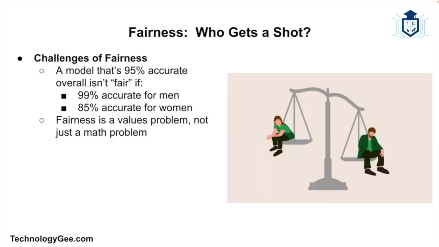Let's say that you create an AI model that's 95% accurate overall. And all of that sounds great. But what if it's 99% accurate for men and 85% accurate for women? Is that fair? Well, not so much. That's why fairness is more than a math problem. It's a values problem. It requires conversations about what we're optimizing for and who gets prioritized.